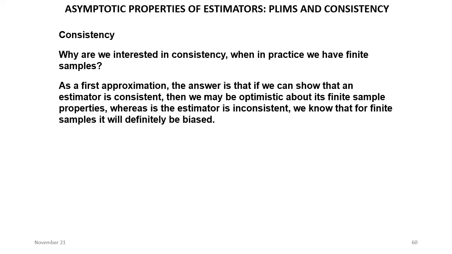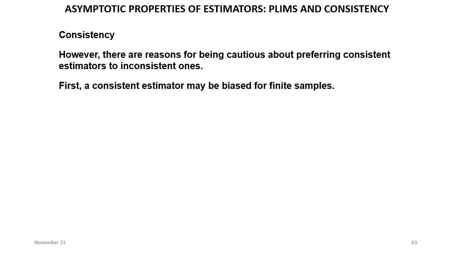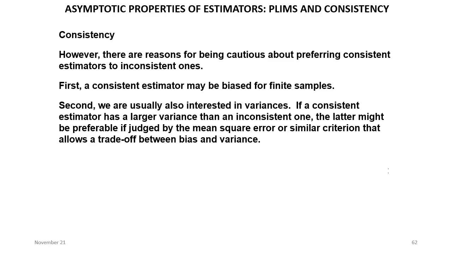The answer is, as a first approximation, that if we can show that an estimator is consistent, then we may be optimistic about its finite sample properties. Whereas if the estimator is inconsistent, we know that for finite samples it will definitely be biased. There are also reasons for being cautious about preferring consistent estimators: firstly, a consistent estimator may be biased for finite samples, and secondly, we are usually also interested in variances.